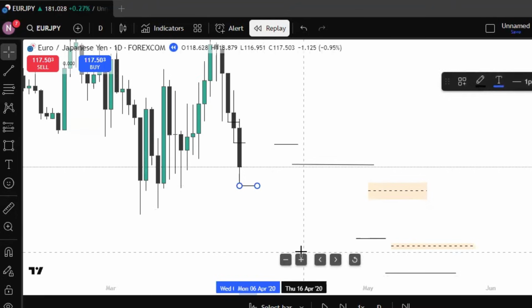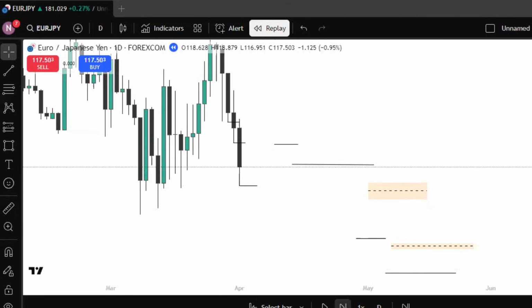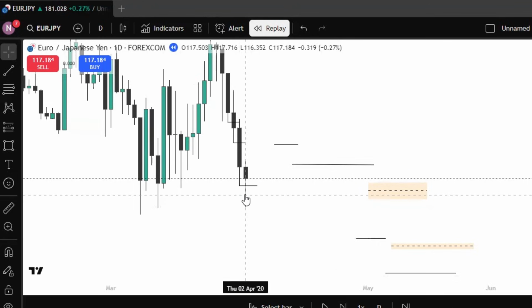So let's see that. We could see that the next day it came for that low. Now let's look at this. When the market came for this low, what is happening? We could see that it failed to close over. Instead, it closed inside, right?